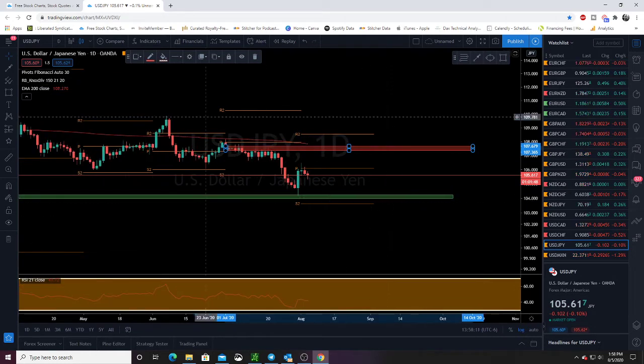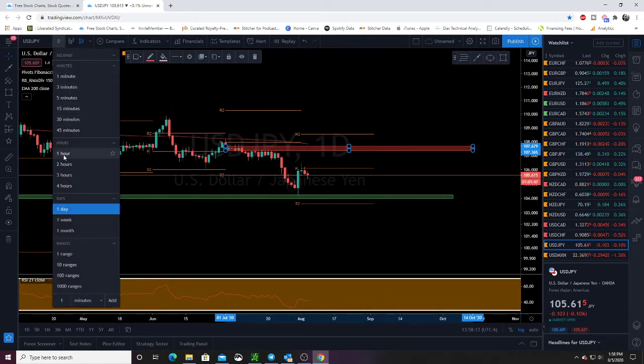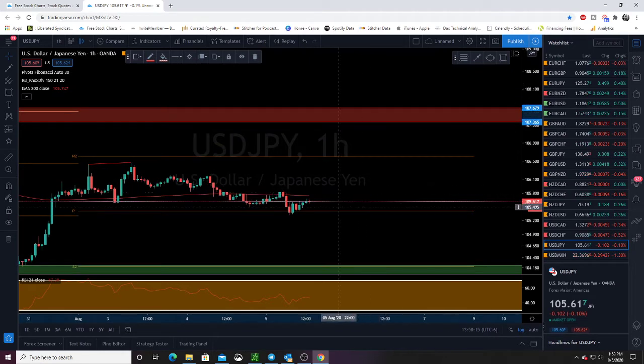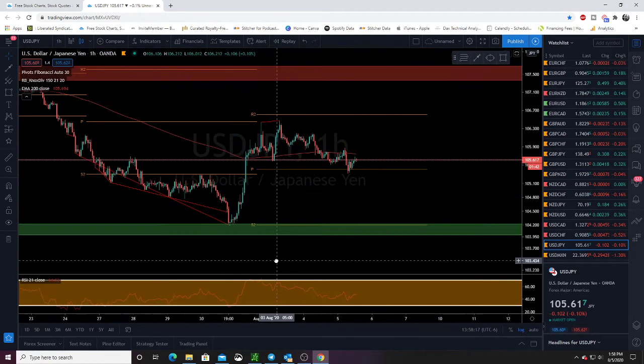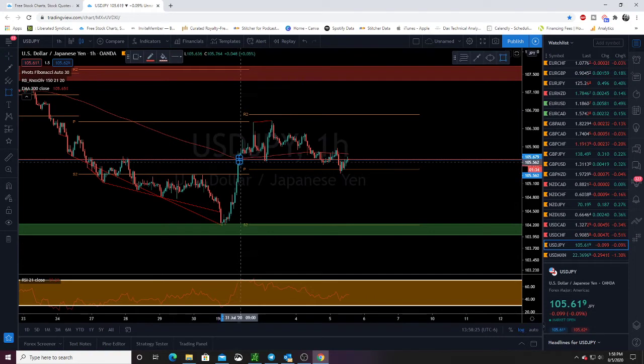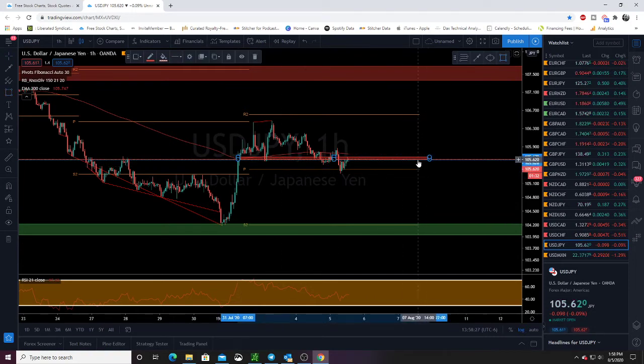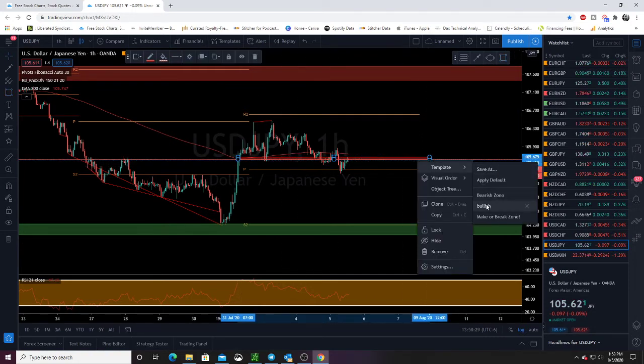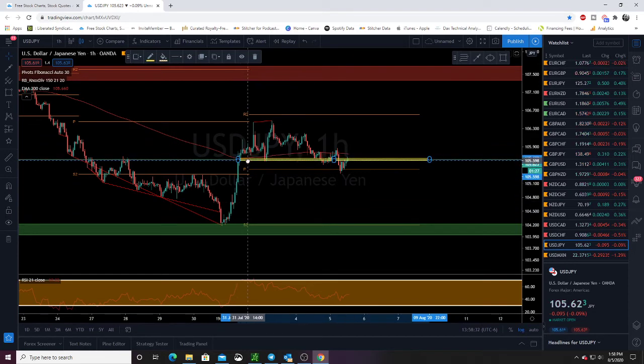All right, so now let's drop down to the hourly. Let's see what we got. If we can't pinch price in, well, we kind of broke. Might be a pretty good time to short this. If I make that pretty thin, you can see we broke down.